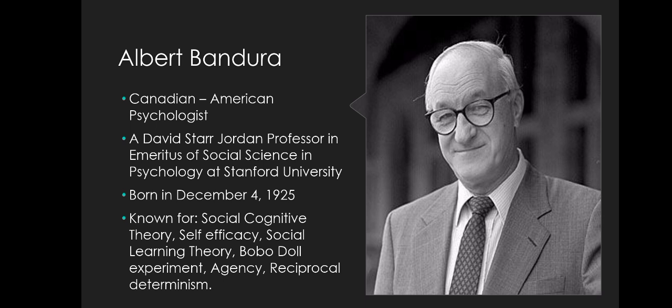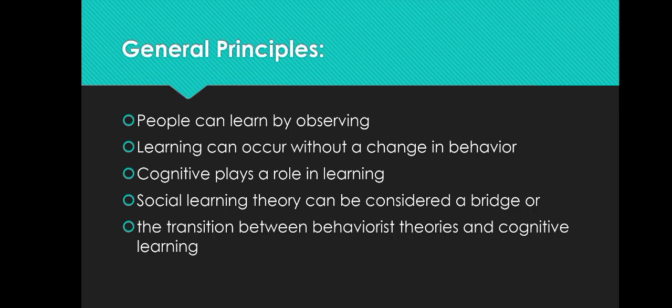Now, the social learning theory by Bandura has the following principles. Number 1, people can learn by observing. Through the eyes, as an individual observes what is happening in his surroundings, you can learn something from it.